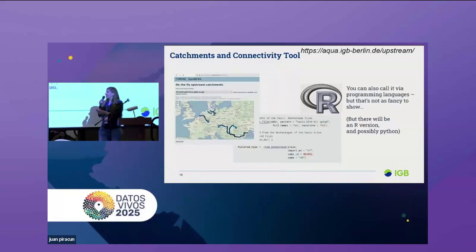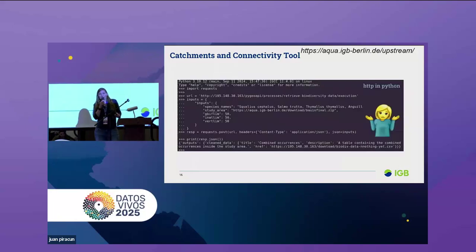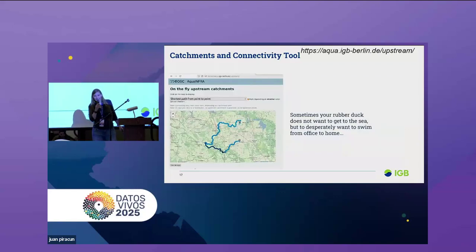You can actually do all these things also from programming languages. So R, Python, whatever, but they're not as nice to show, not as fancy. So we're going back to the graphical part. Yeah, sometimes your rubber duck doesn't want to go to the sea, but it just wants to swim from one place to another. So you click on 2 points and you actually see the connection through the stream network and see how a fish or whoever could swim from one place to the next.